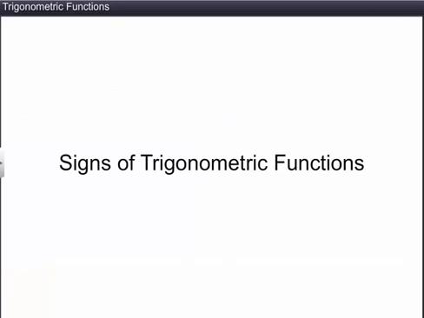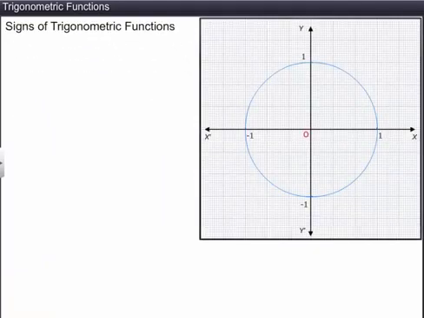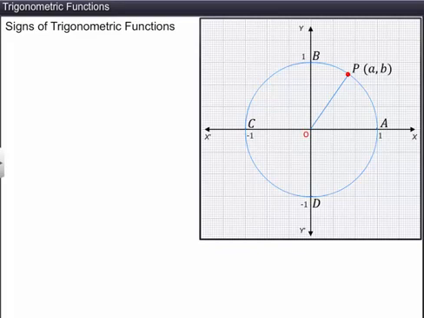Let us now see the signs of trigonometric functions in different quadrants. Consider a unit circle such that its center is at the origin. This circle intersects the x-axis at points A and C, and the y-axis at points B and D as shown. Let P be any point on the circle with the coordinates (a, b) in the first quadrant, such that angle AOP is equal to theta radians.